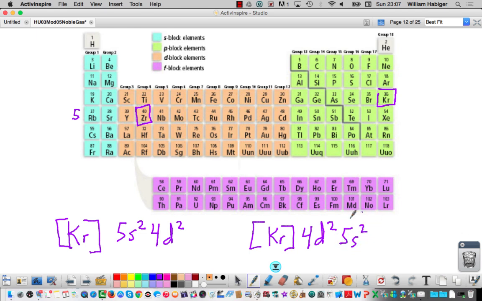Shell number 5 is going to be the outer shell. It's going to have 2 electrons in it. Okay, so the electron configuration for zirconium is krypton 4d2, 5s2.